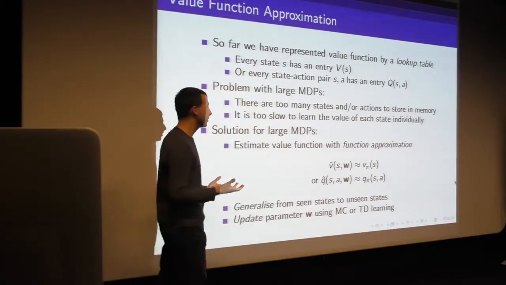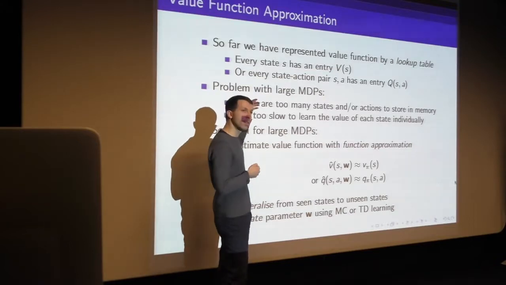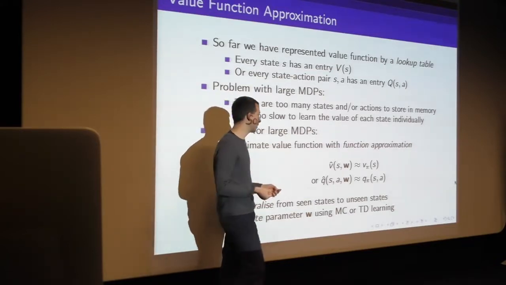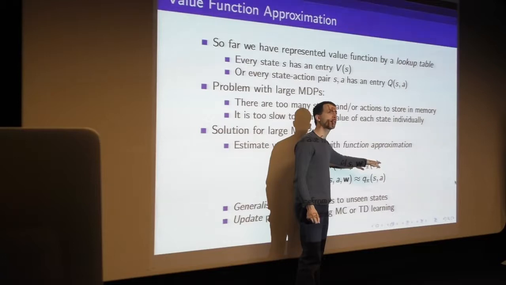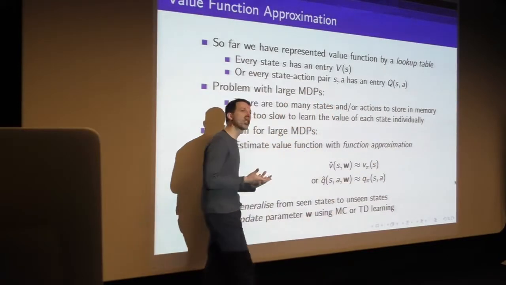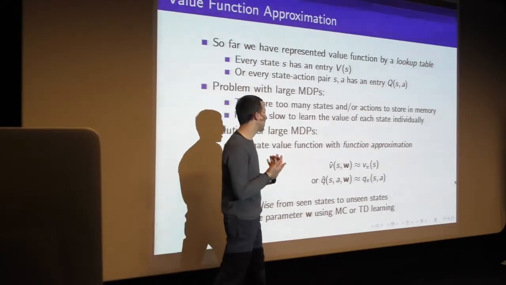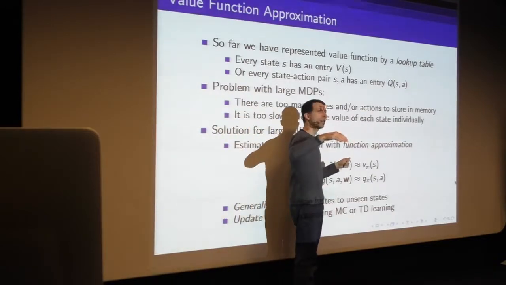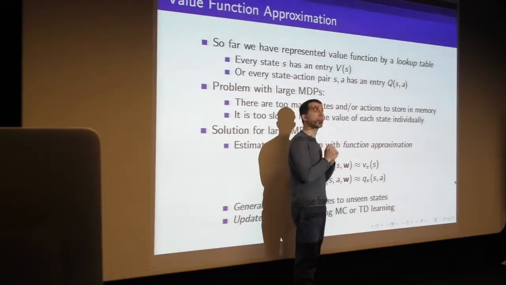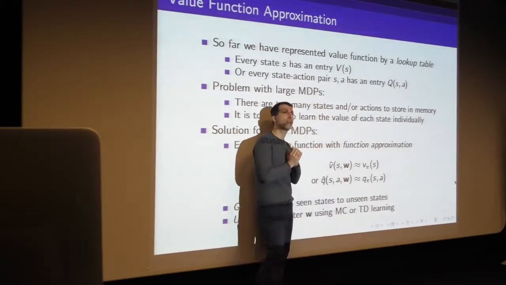And what this is going to enable us to do is not just reduce the memory, so we can reduce the memory if there's a smaller number of weights than we had states. It's not just going to reduce the memory, it's also going to allow us to generalize. And the reason it allows us to generalize is because we can fit our function to states that we've seen, and we can generalize to states that we haven't seen by querying our function approximator at points that we've never actually seen so far.